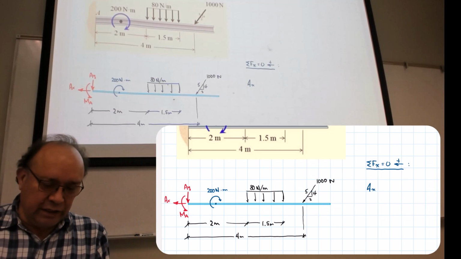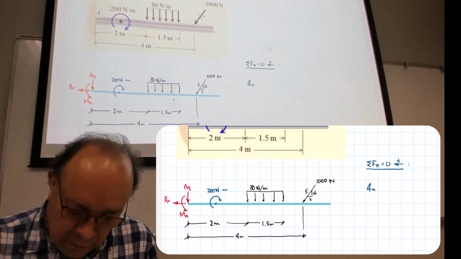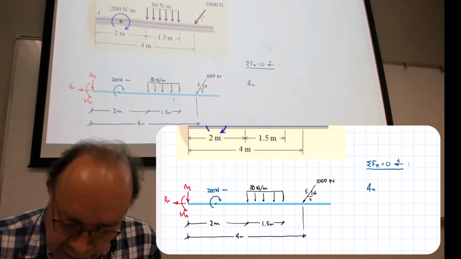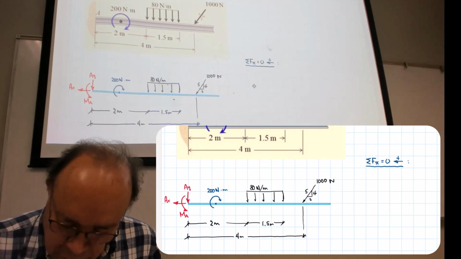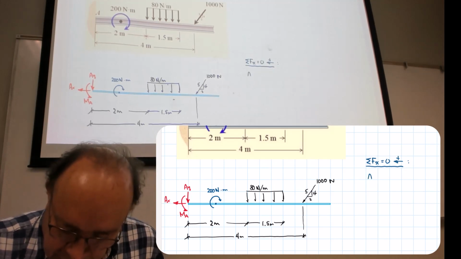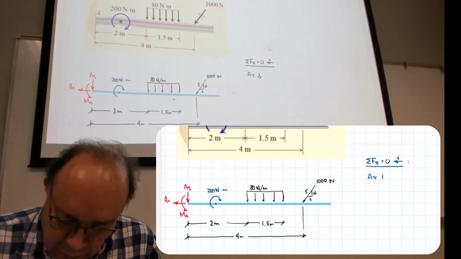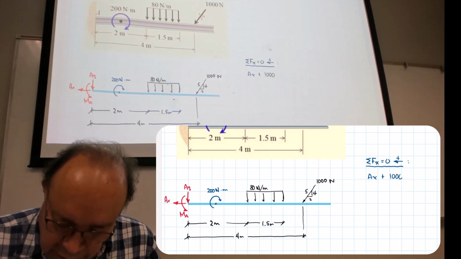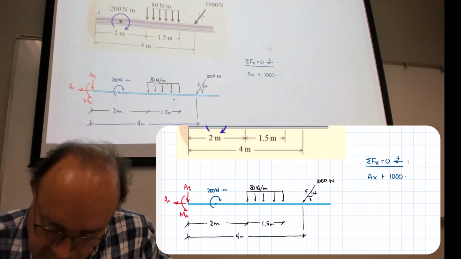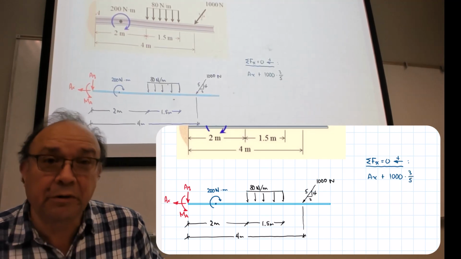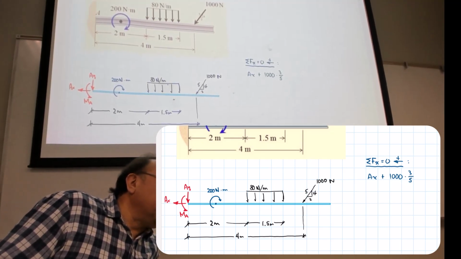Any other force in the x direction? The x component of the 1000, right? Let me put it better here. AX. And that one is positive also, right? Yes. So it will be plus 1,000 times 3 over 5. Everybody has clear why 3 over 5? Everybody?